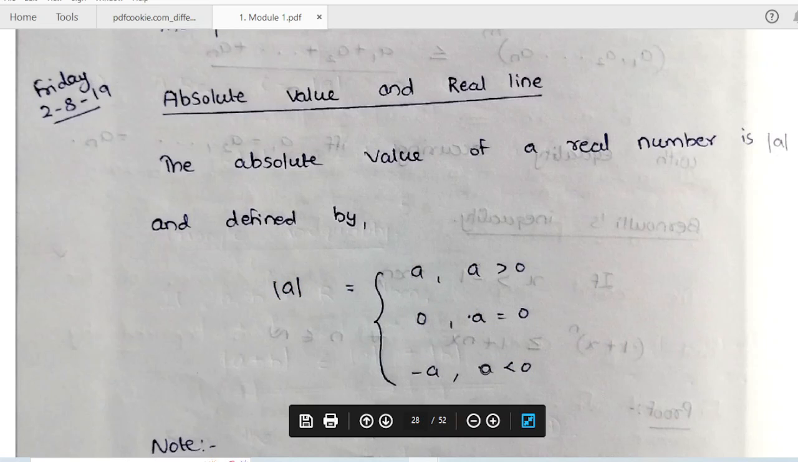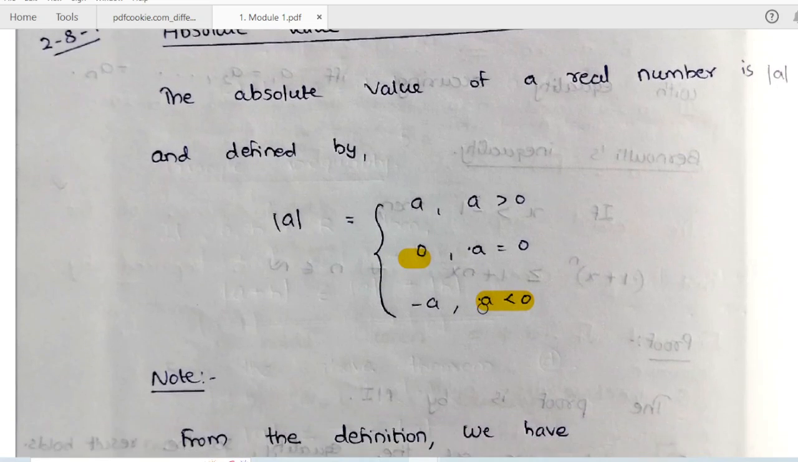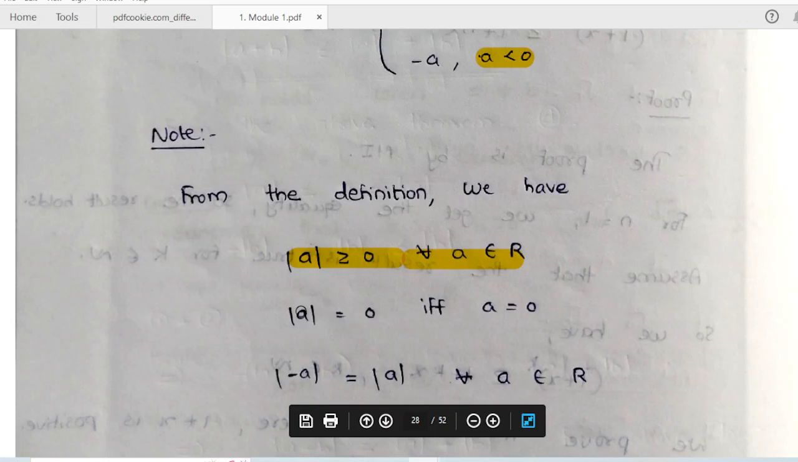ഇതേപോലെ തന്നെ if we are taking a less than 0, അതായത് a എന്ന് പറയുമ്പോൾ -1 എടുക്കുകയാണെങ്കിൽ mod of -1 is minus of -1, that is +1. Mod of -2 is +2. Mod of -3 is +3, etc. അതേപോലെ a equal to 0 ആണെങ്കിൽ mod of 0 is 0. So this is the definition of absolute value and real line. So from the definition we have mod a is greater than or equal to 0 for all a belonging to R. Mod a equal to 0 ആണെങ്കിൽ if a is equal to 0. And mod of -a എന്ന് പറഞ്ഞാൽ it is always equal to mod a for all a belonging to R.